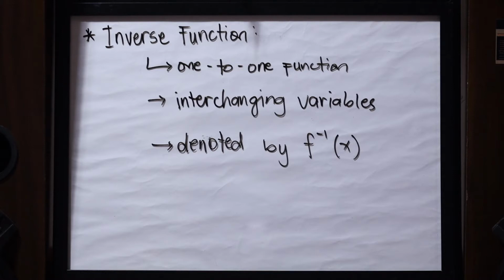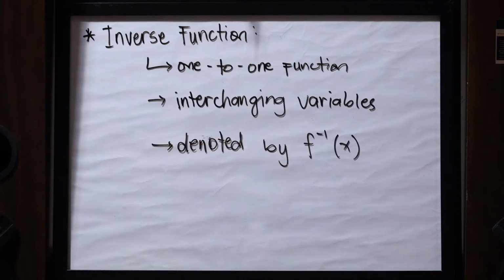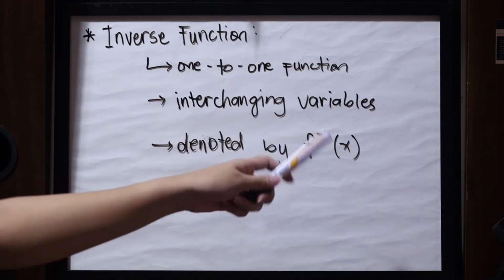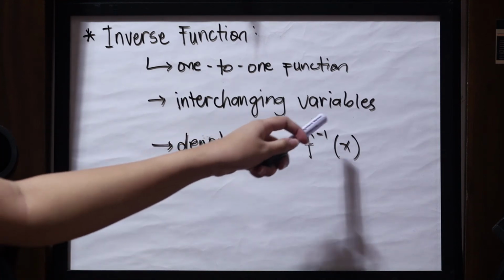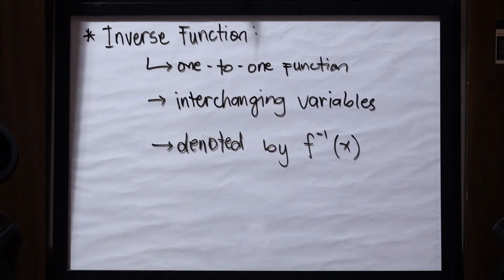Walang pwedeng maulit. A one-to-one function which is formed by interchanging or swapping the variables x and y in the equation of the function. And it is denoted by f raised to negative 1 of x. So, you read this one as f raised to negative 1 of x. Or sometimes, they call yung negative 1 as prime, f prime of x in some other books.